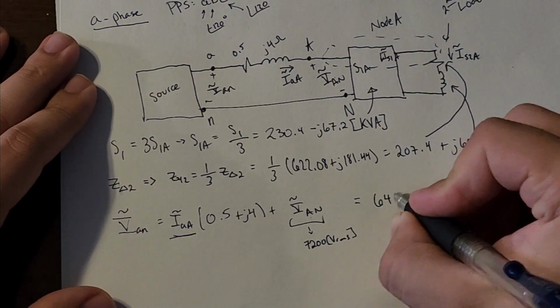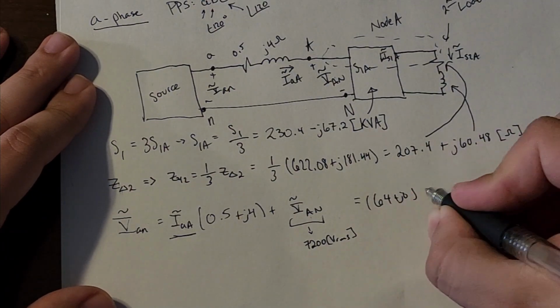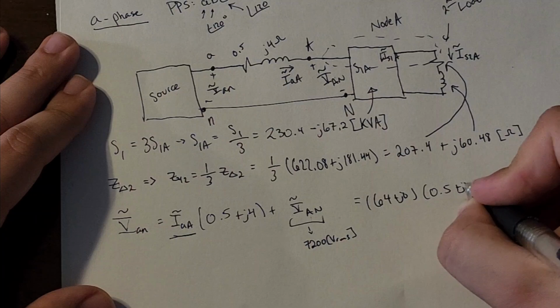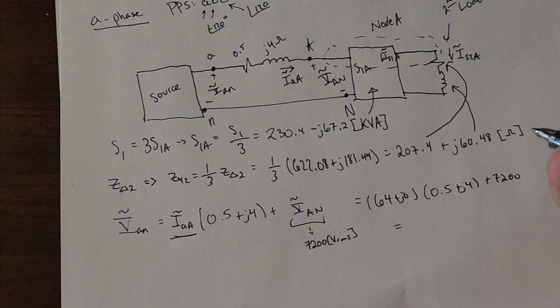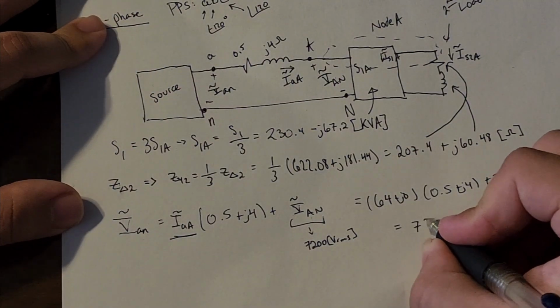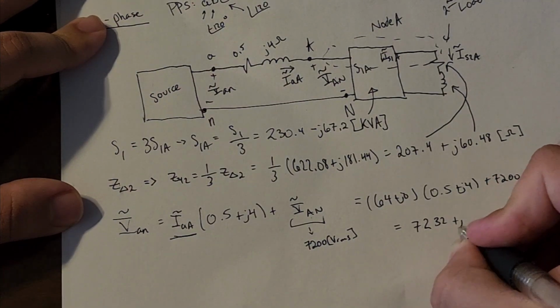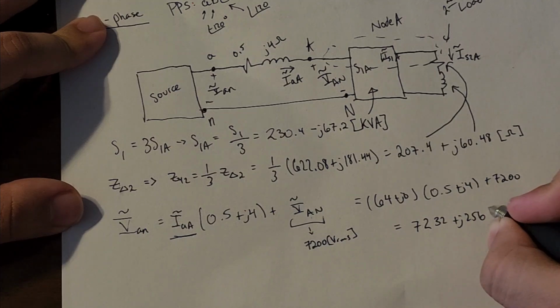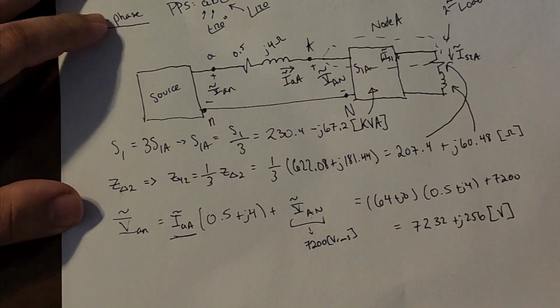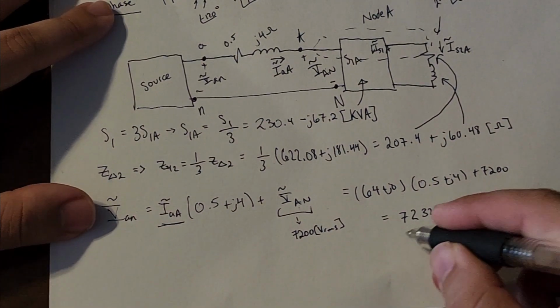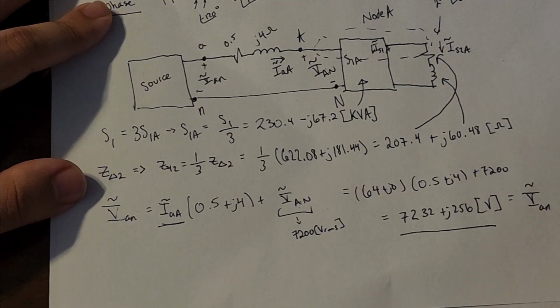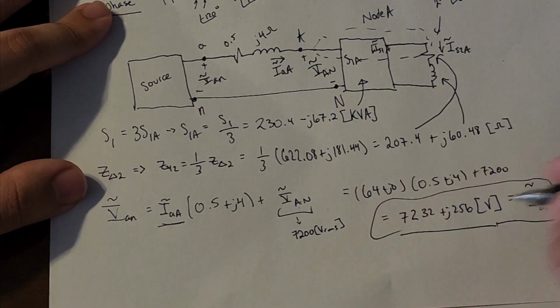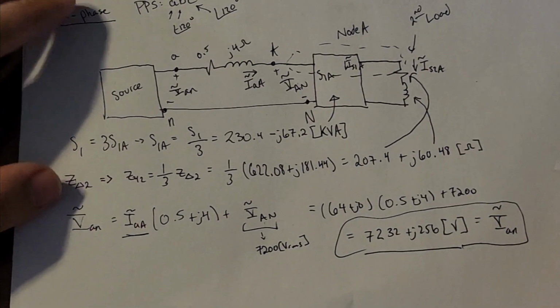IAA, which was 64 plus j0, times 0.5 plus j4, plus 7200. And what we get with this is 7,232 plus j256 volts. All right, this is our phase voltage. This is equal to VAN, and this is at the source. We know it's at the source because it's little a, little n.